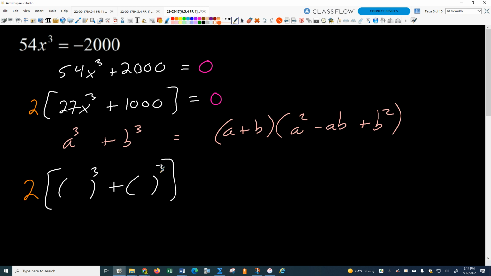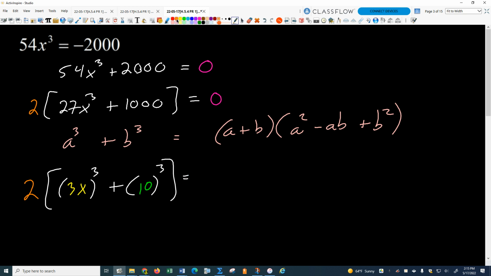Well, 1,000's easy. 1,000 is what cubed? 10. 27x cubed is what quantity cubed? 3x. I've got to cube the 3 and cube the x, right? So now all we're going to do is just follow our pattern, where we know what a cubed plus b cubed is. Here's the pattern. We're just going to make the substitutions that fit our situation, which is 3x and 10 for a and b.